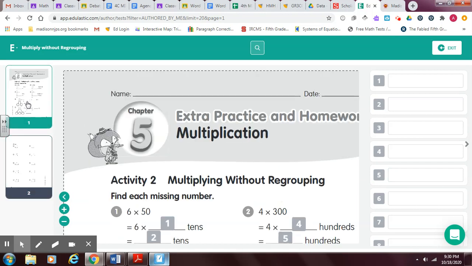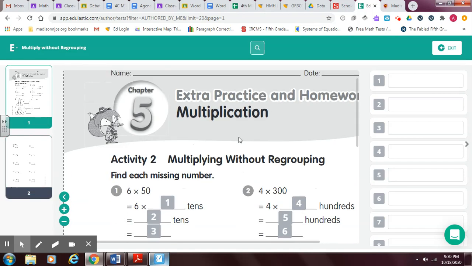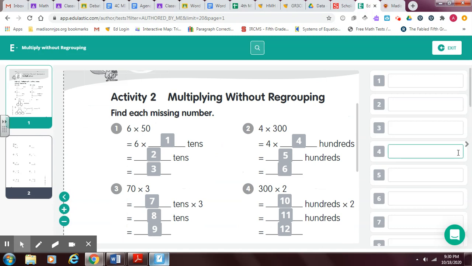So I'm going to click back onto page 1. And I'm going to avoid this arrow over here because it's going to have me submit my work when I click on that arrow. Now over here, I need to think about my place value.